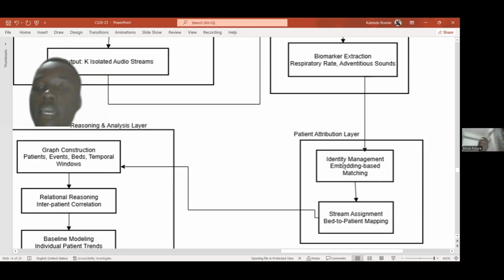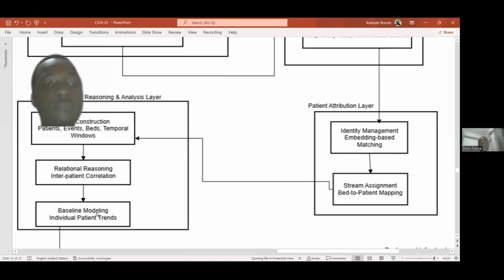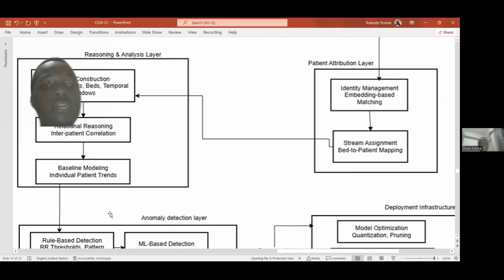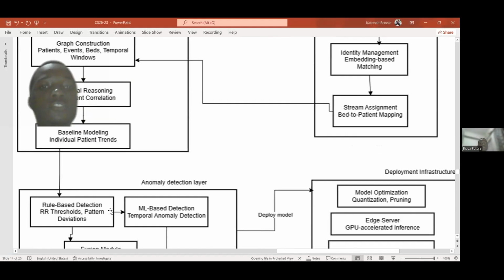Then it went further to the patient attribution layer, assigning each patient accordingly. Let me say that we have Ronnie here and we have Kathy here. It's able to determine which patient was exhaling or breathing in or out. Then it went further to the reasoning and analysis, like the baseline model and individual patient trends, giving graphs showing that this patient was breathing at this rate in this period of time. Then the anomaly detection layer.